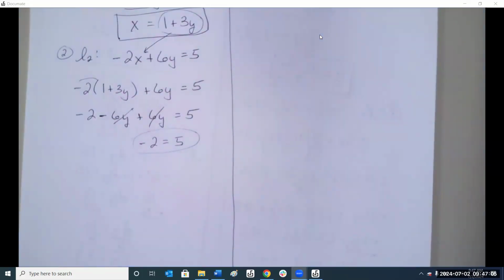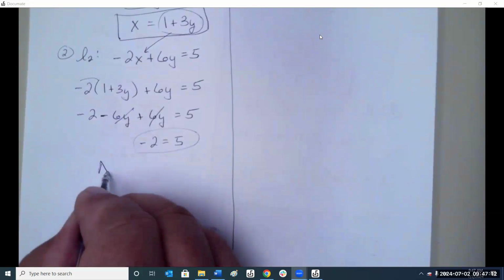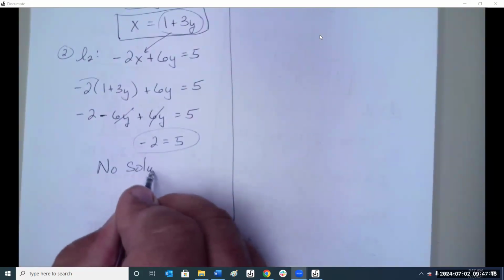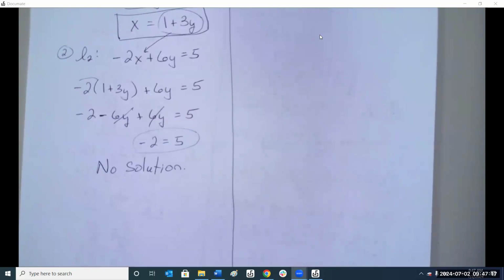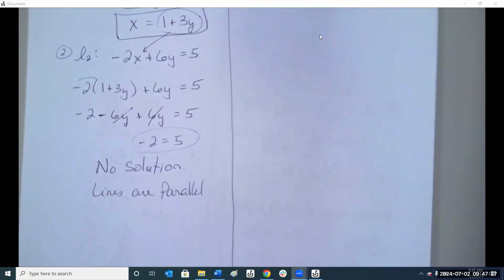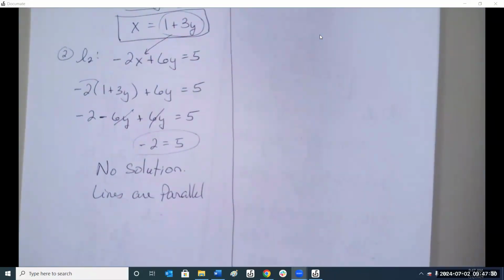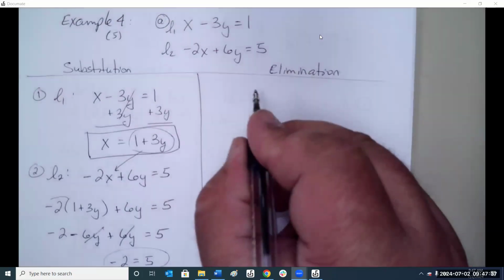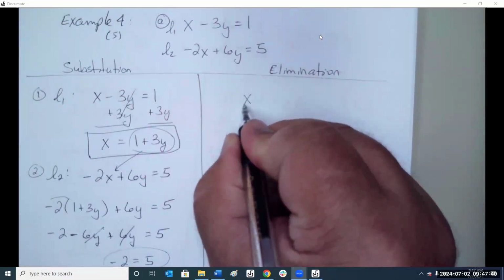So what does that mean? So what does that tell us about the lines? Very good. Lines are parallel. It'll be seen a lot easier in the elimination.